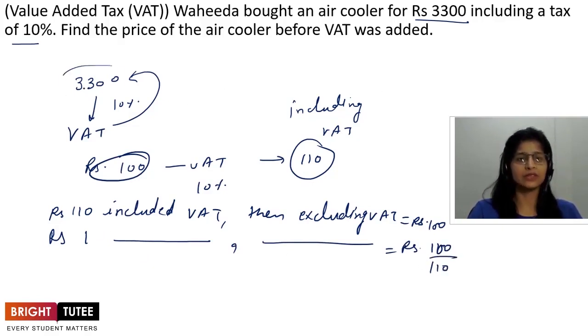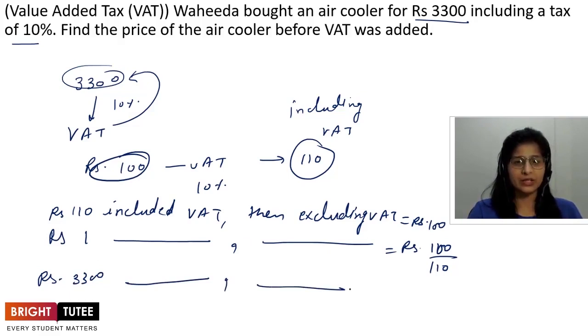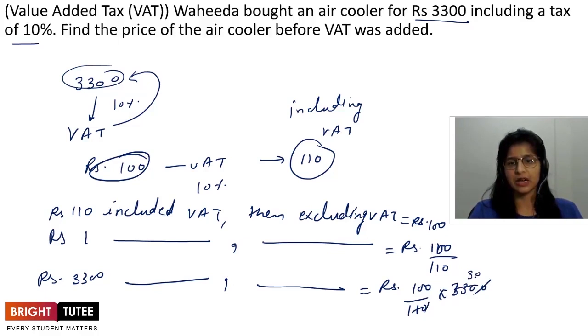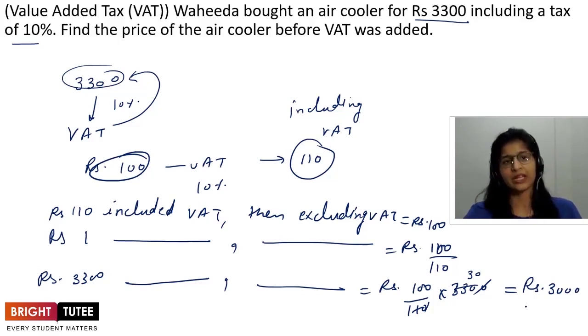And what is the amount that we have? 3300. So if rupees 3300 is included VAT, so excluding VAT it will be rupees 100 upon 110 into rupees 3300. So cancelling it, 11 threes are, how much we have? Rupees 3000. So what is the VAT? That means the VAT was 300 rupees.